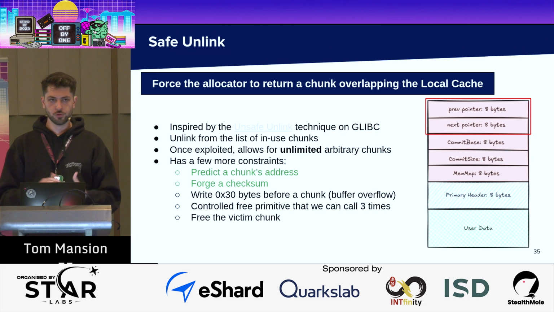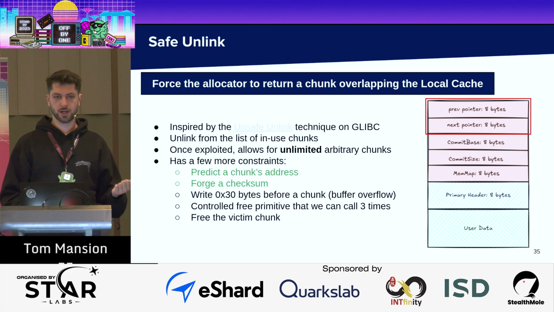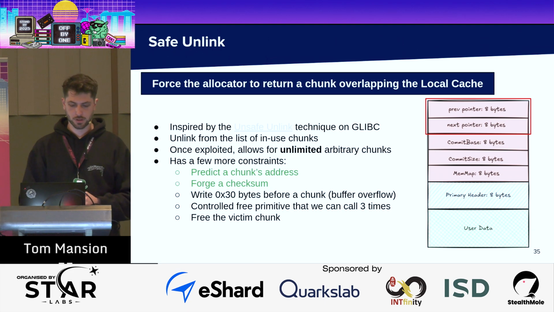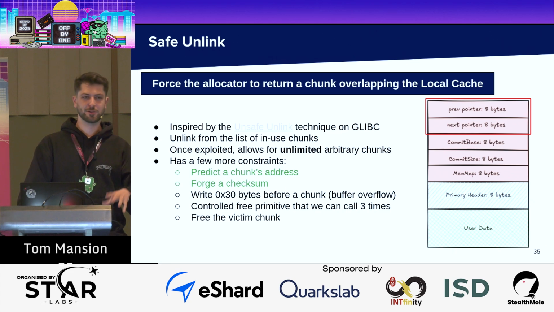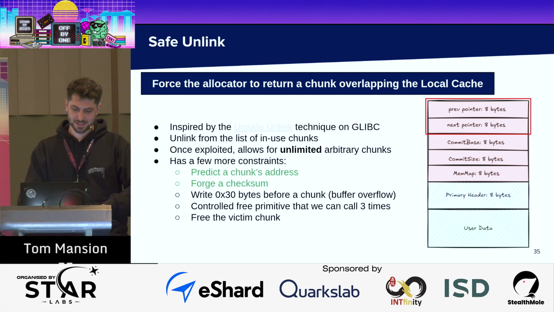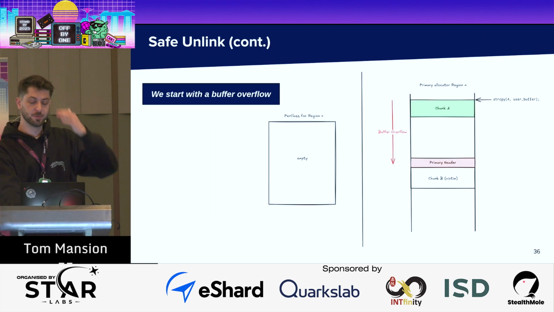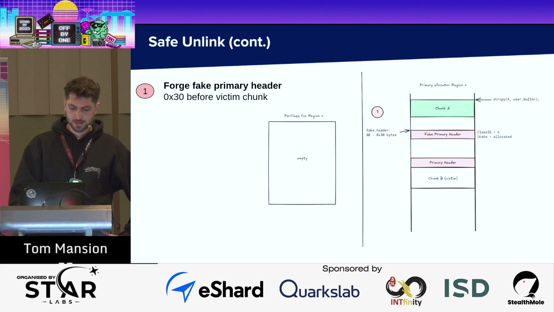We need a few more constraints for this exploit. We need a buffer overflow like the previous one, but we also need a controlled free primitive, right? So we need a pointer that we can mess with and call free on that pointer. We need to be able to call this primitive 3 times, so there are also quite heavy prerequisites. So how does it work? We start with the buffer overflow, same as before. Then we're going to forge a fake primary header that's hex 30 bytes before the victim.